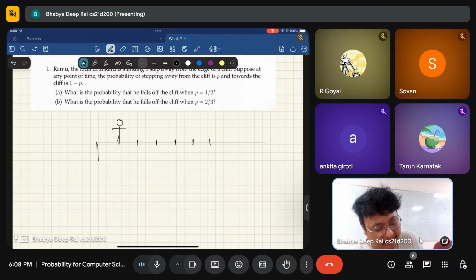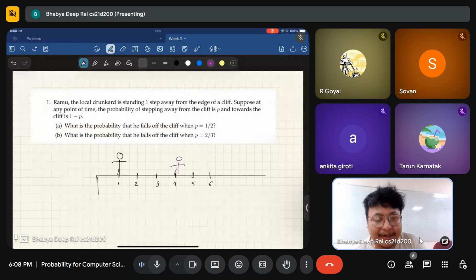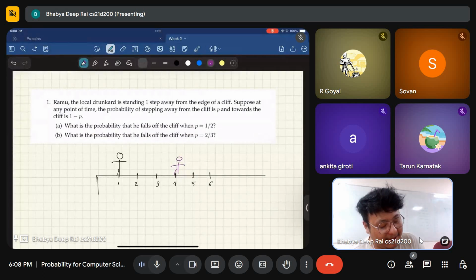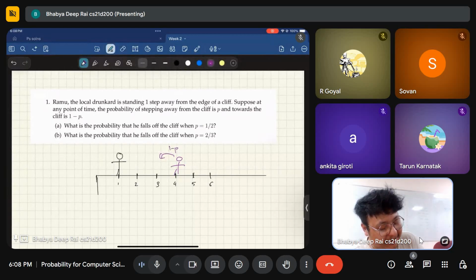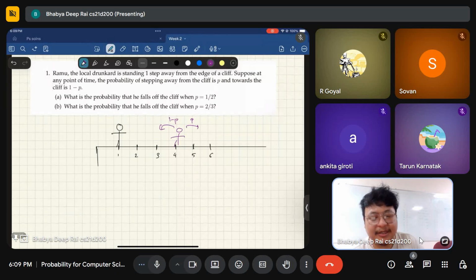At any point of time he could move right, left, and so on. He could end up at some other position at some other time, at any point of time, it does not matter. The probability that he moves left is 1 minus p, and the probability that he moves right is p. Now the question is, what is the probability that he falls off the cliff? That is, as soon as he reaches this point, distance equals 0, he falls off.